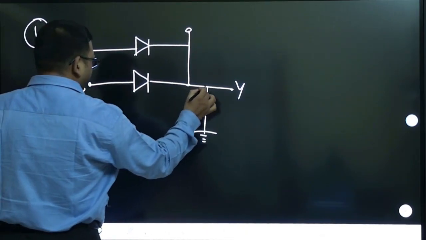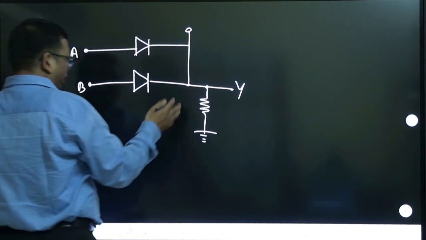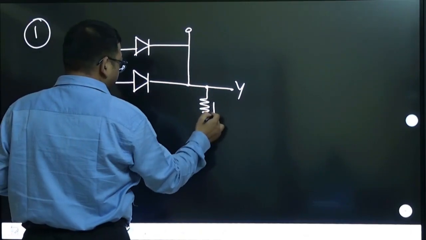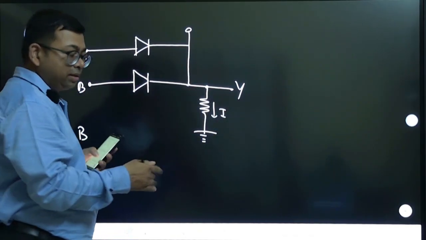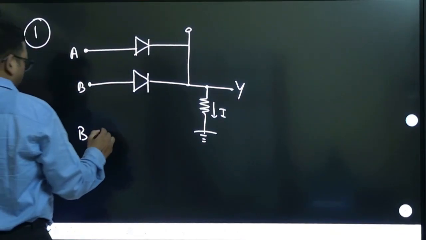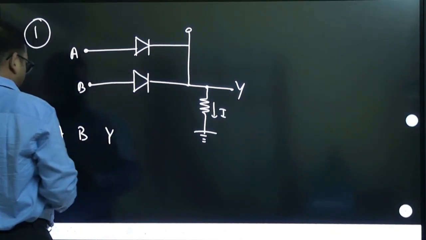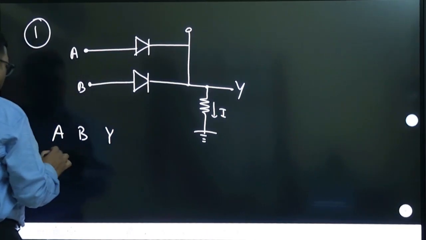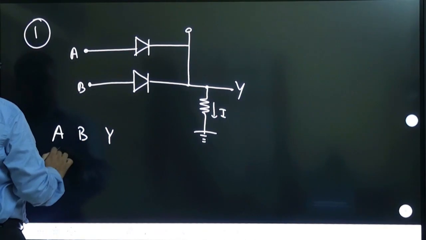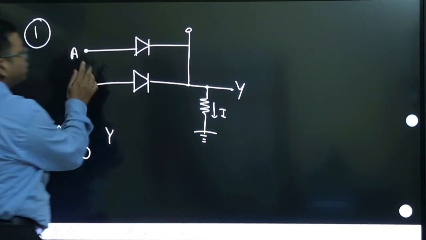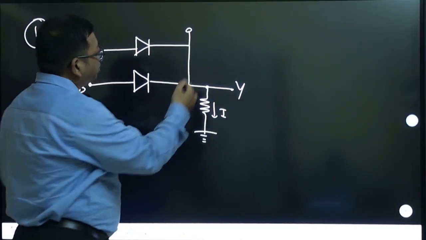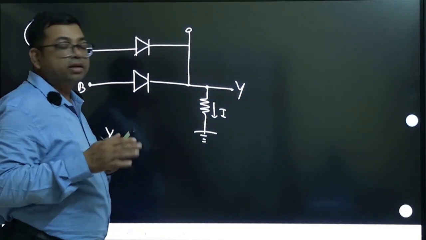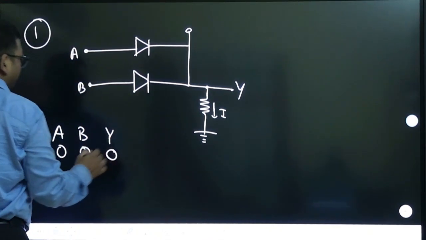If this point Y becomes higher voltage, and if current passes through this, then there will be output. You can say that there will be current. So let us take 0 0. If I take 0 0, this becomes lower voltage, that becomes higher voltage. So reverse bias, there cannot be any current. So you can take this as 0.